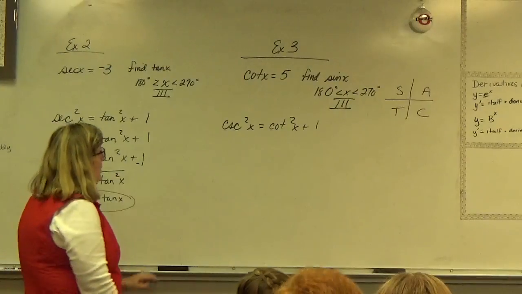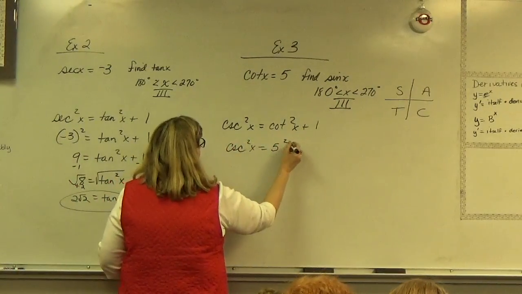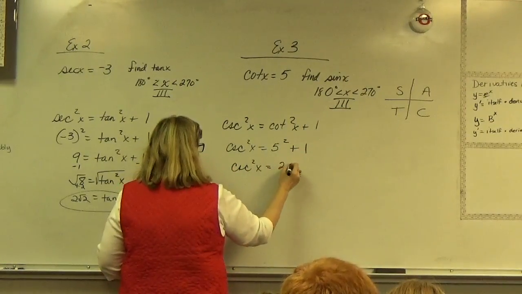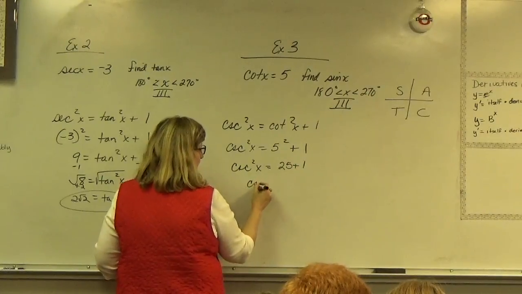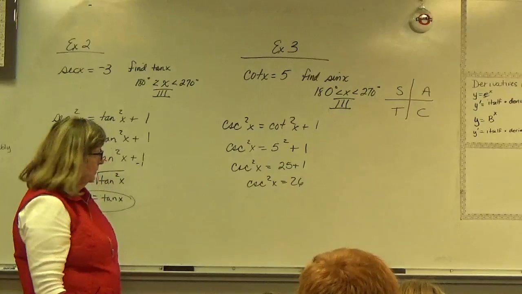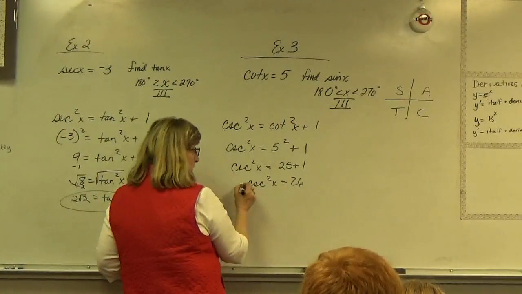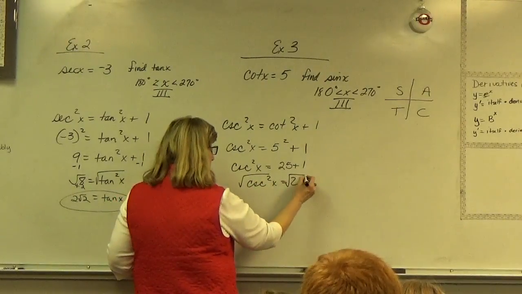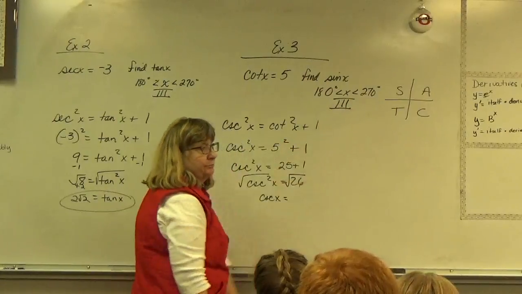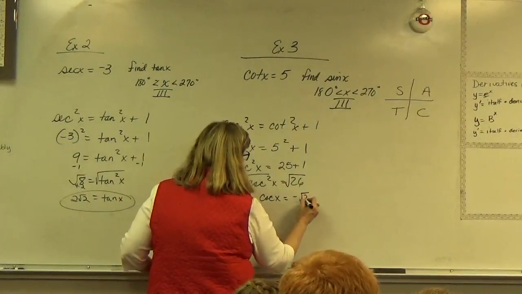Okay, so we know that cotangent is 5. What's 5 squared? What's 25 plus 1? Now what would I do to find the cosecant? Square root it, right? Because this is squared. And what's the cosecant in the third quadrant? It's negative, so this is going to be a negative square root of 26.